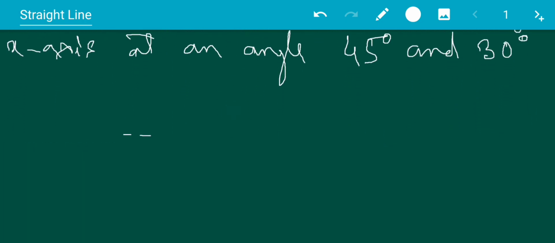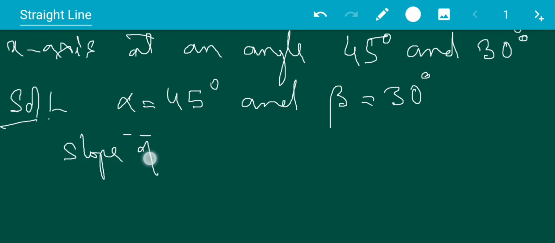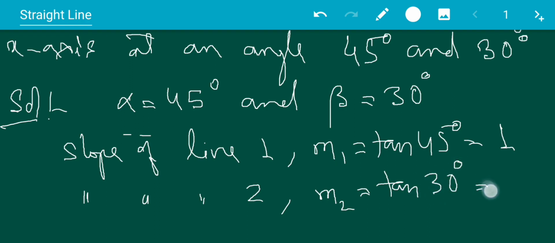So what is the solution then? We have alpha equal to 45 degrees and beta equal to 30 degrees. So the slope of line 1 is m1 equal to tan 45 degrees. What is tan 45 degrees? It is nothing but 1. Slope of line 2 is m2 equal to tan 30 degrees, that is 1 by root 3.